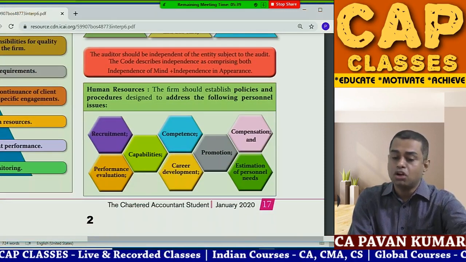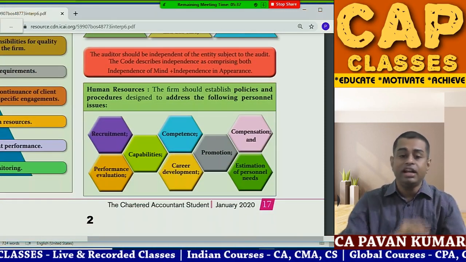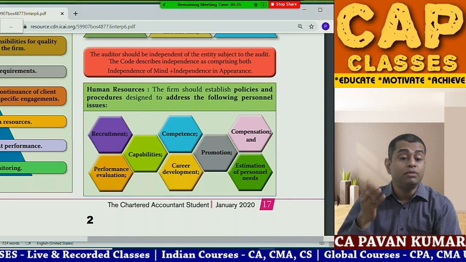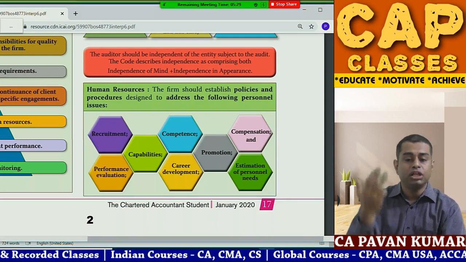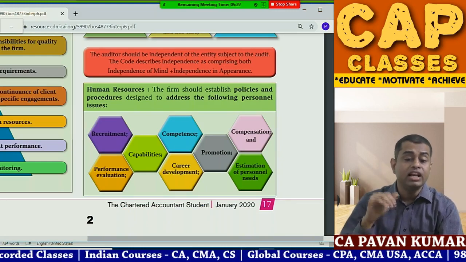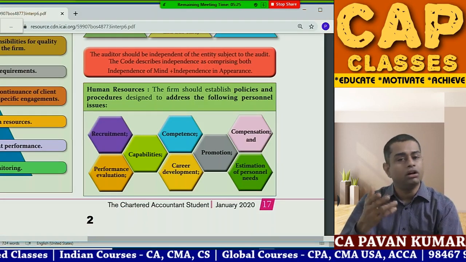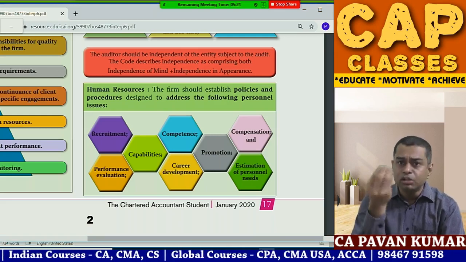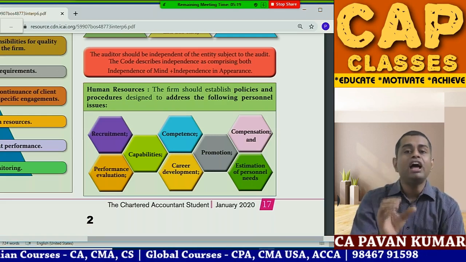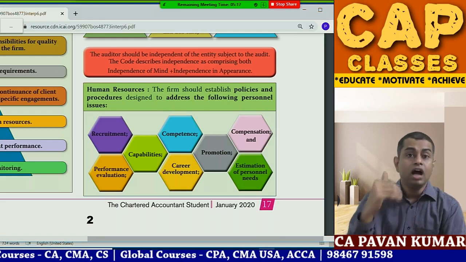Human resources, not an important thing, but they have given, just read. The firm should establish policies and procedures designed to address the following: recruitment, capability, competence, promotion, compensation, estimation of personnel needs, career development, performance evaluation, all these things. As a firm, Pavan Kumar and Company, Accenture, PwC, Deloitte, you should have policies for all these things. How will I recruit?